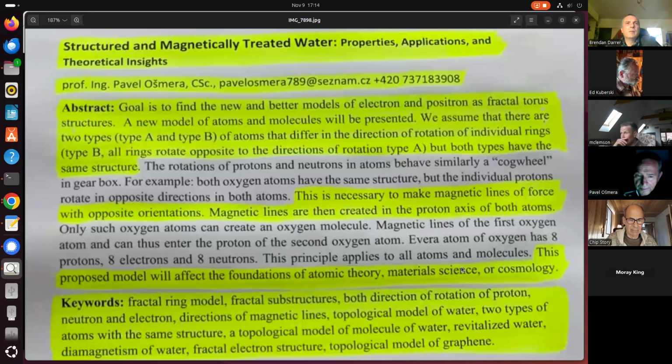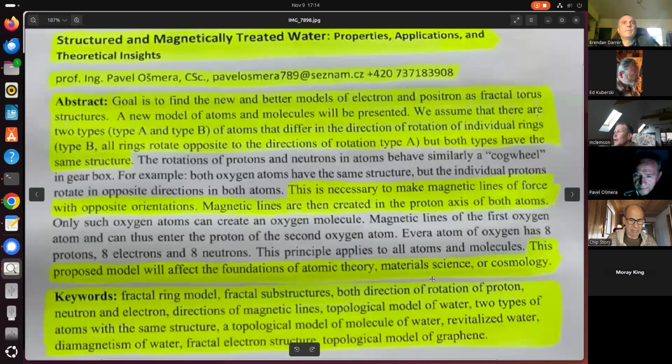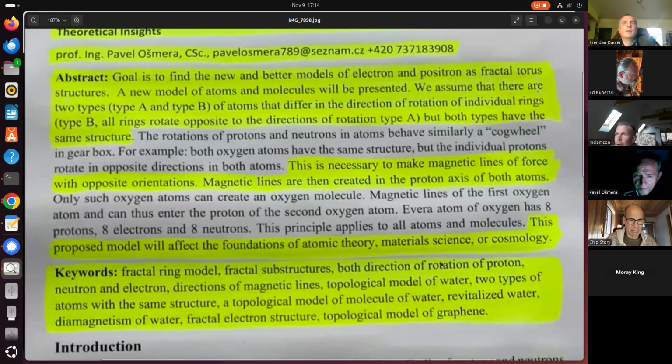A new model of atoms and molecules will be presented. We assume that there are two types, type A and type B, of atoms that differ in the direction of rotation of individual rings. In type B, all rings rotate opposite to the directions of rotation in type A, but both types have the same structure. The rotations of protons and neutrons in atoms behave similarly to cogwheels in a gearbox. For example, both oxygen atoms have the same structure, but the individual protons rotate in opposite directions in both atoms.